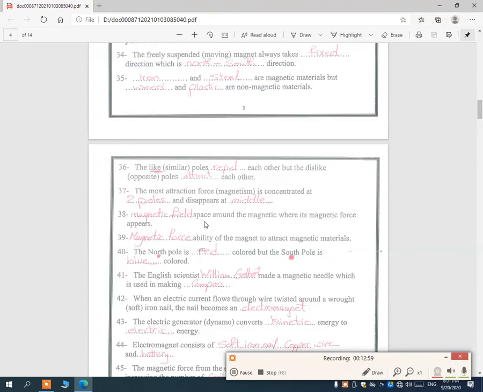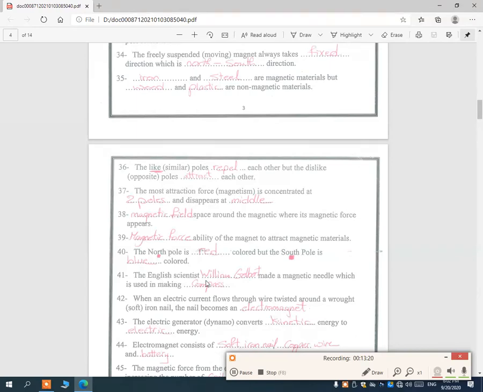Don't forget it. 40. The North Pole is dot's color, but the South Pole is dot's color. North, which is red. But the South Pole, which is blue. South has U, so it's blue.